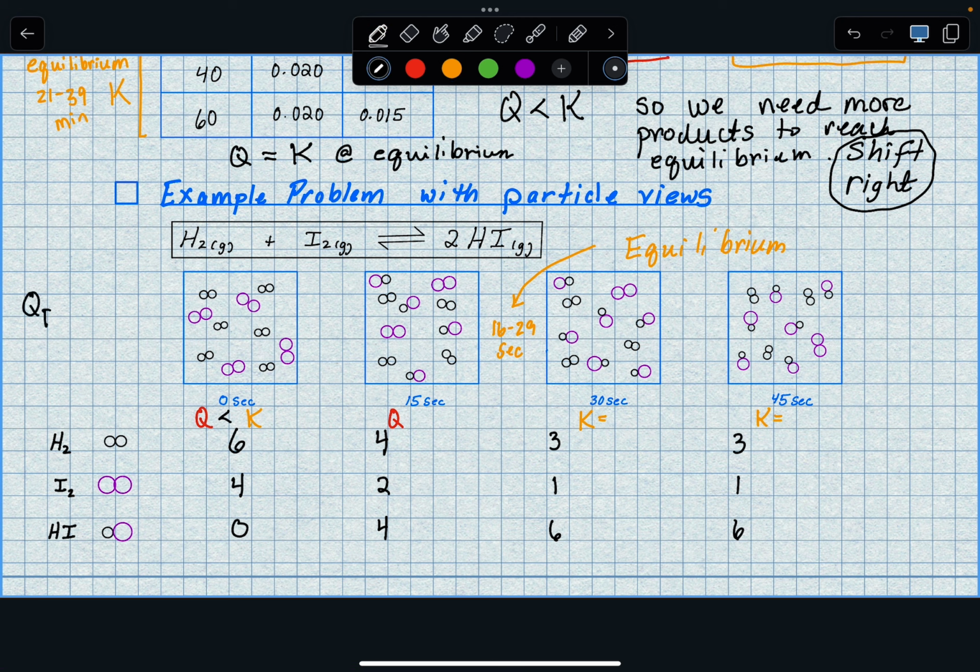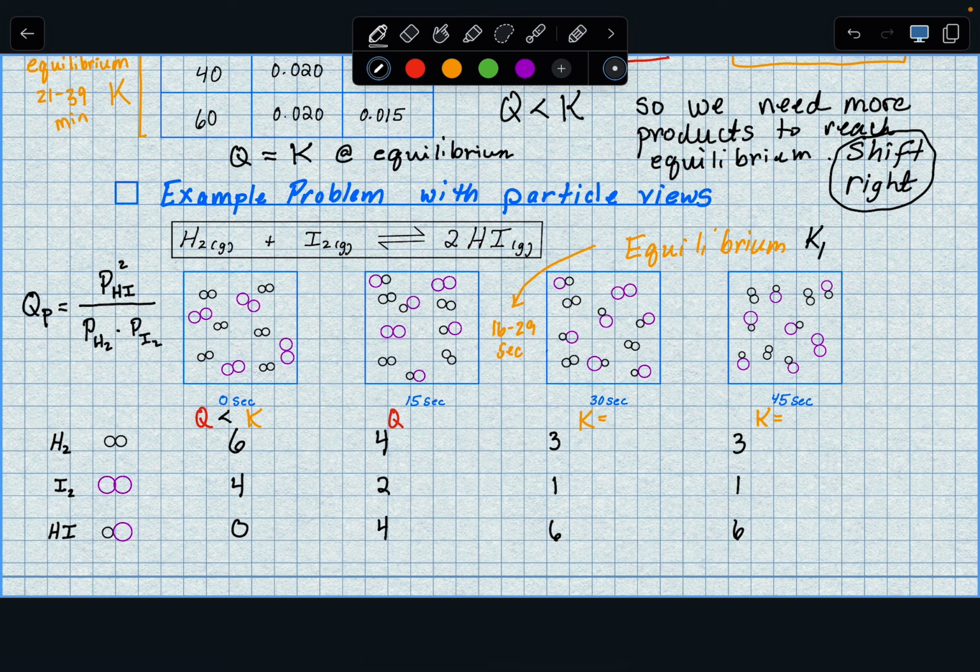What I'm going to do also is put off the side here that this would be a Qp that we're going to calculate. We're going to use partial pressures. So the pressure of HI, and then that would be squared, because of the mole ratio right there, okay? And then next would be the pressure of the hydrogen, and then times the pressure of the diatomic iodine.